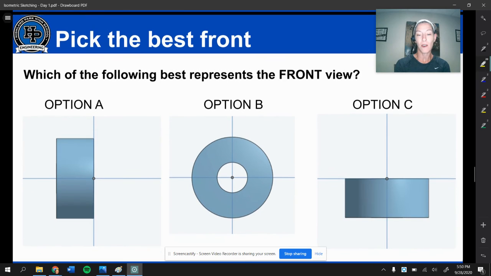For example, here are three different views of the same object. Which do you think represents the best front view? Which one gives you a best feel of what this object might be? Option B is going to be the best one in this case. The other two show thickness, but they don't show what the shape of the object might actually be.